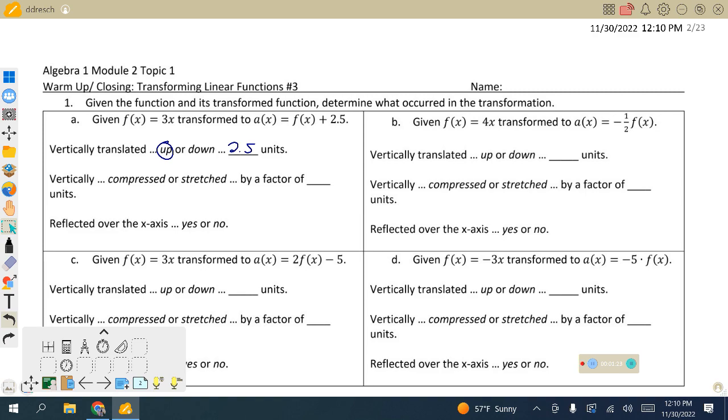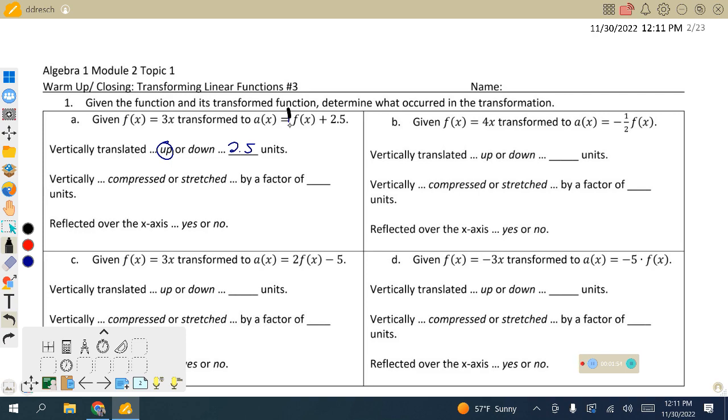Now, stretched or compressed. Where does that number need to be located in order to be considered stretched or compressed? Correct. I need to have a number out front there. Now, do I have a number out front there? No. Technically, what number is hiding there? Yeah, and a 1 doesn't do anything for us, right? So is it being vertically stretched or compressed here then?